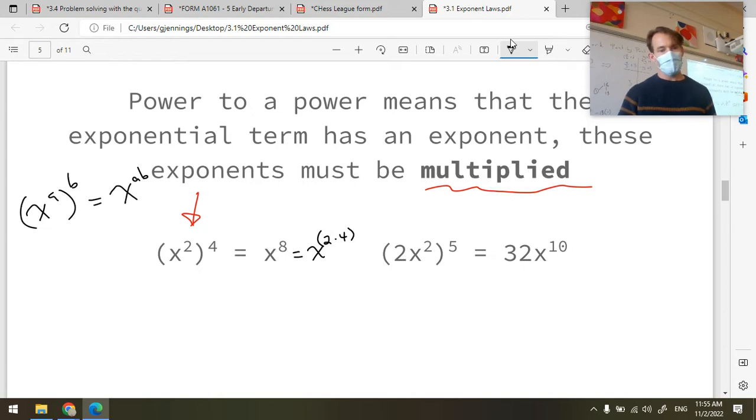And let's use multiplication to prove it to ourselves. So this is x squared, right? And then I multiply that thing by itself 4 times.